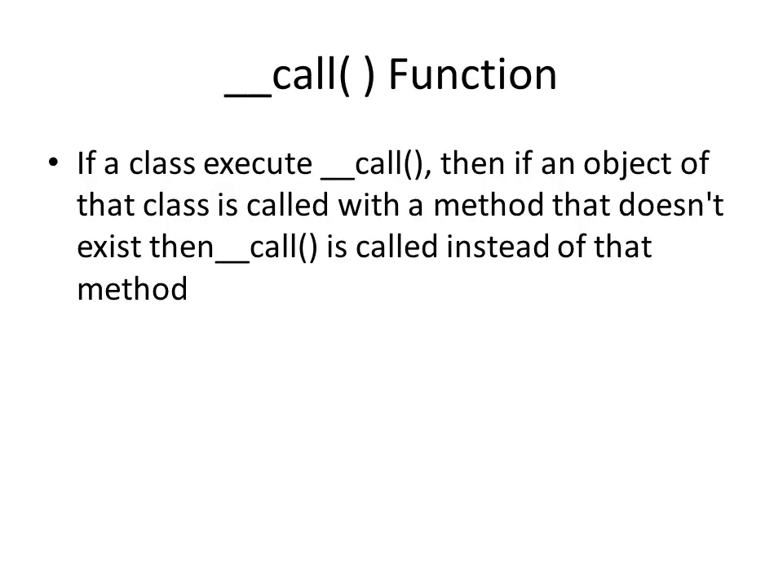If a class implements the double underscore call method, then when an object of that class is called with a method that doesn't exist, the call method is called instead of that method. Meaning if there is a method which we are calling outside the class which doesn't exist inside the class, then by default the call function will automatically get called instead of that function.